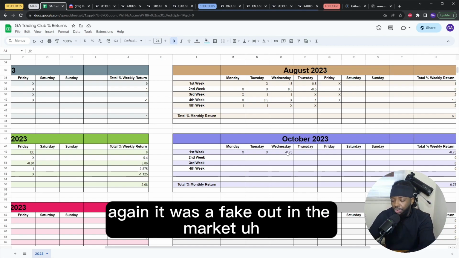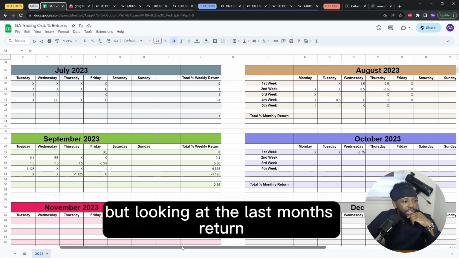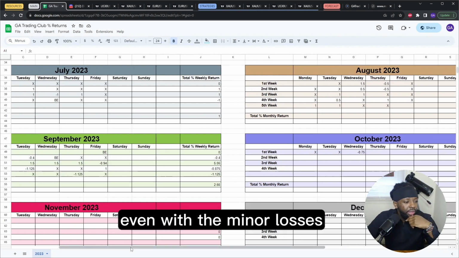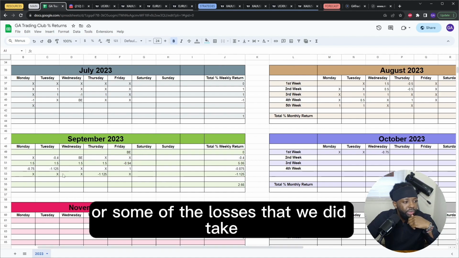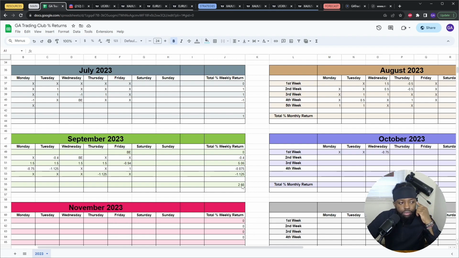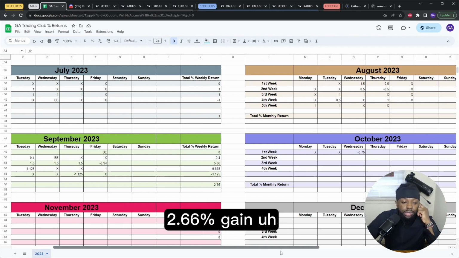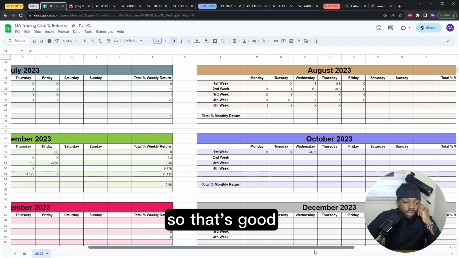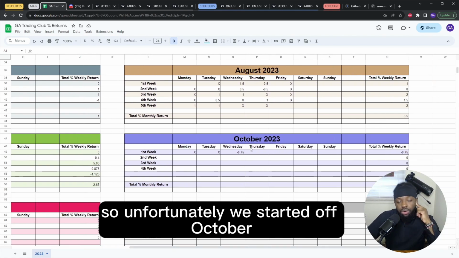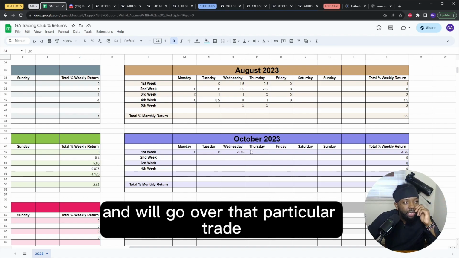Again, it was a fake out in the market, so it looks like lately we've been faking out, but looking at the last month's return, even with the minor losses that we did take, we still ended the month in positive. So the month of September we ended with a 2.66% gain, so that's good. Unfortunately we started off October, the first official trade, with a loss, and we'll go over that particular trade.